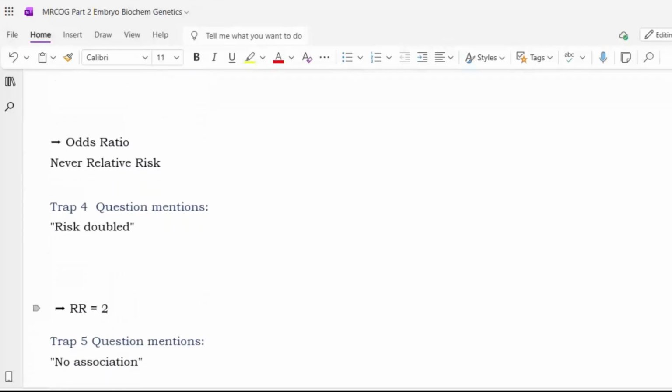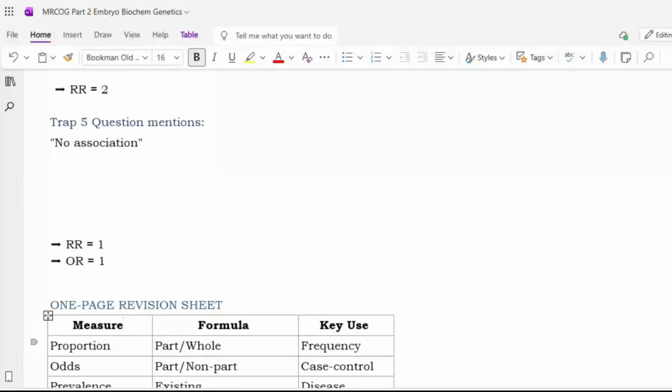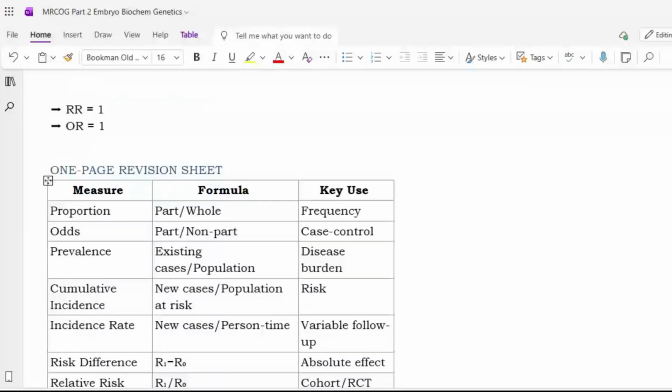RR is 2. If your question mentions there is no association, then what can you conclude? RR is 1, or the odds ratio is also 1. The ratio will always be 1. Okay, so this is the snapshot or one page summary.